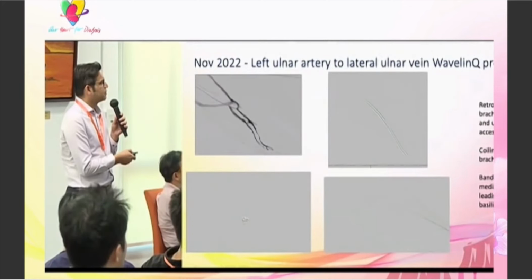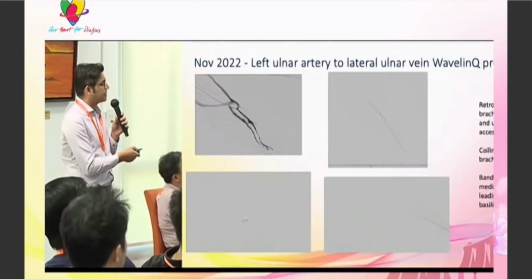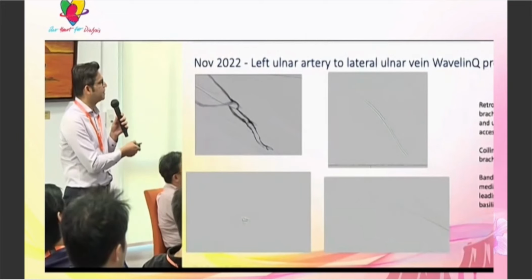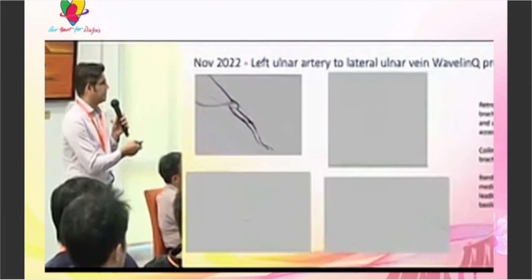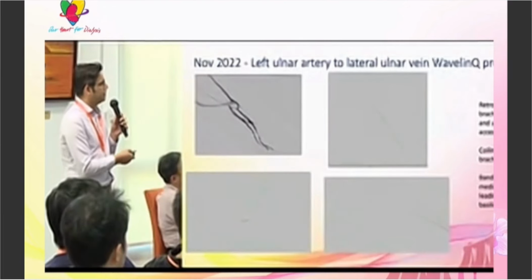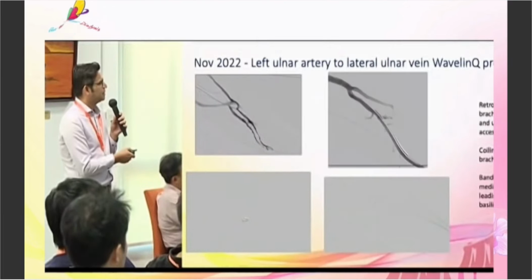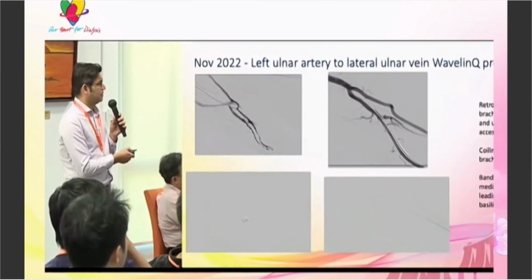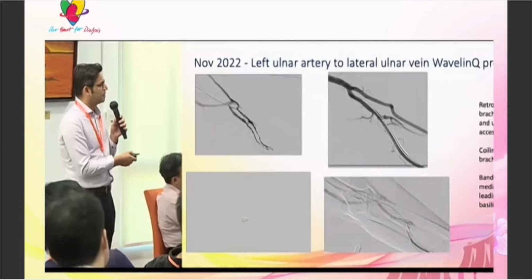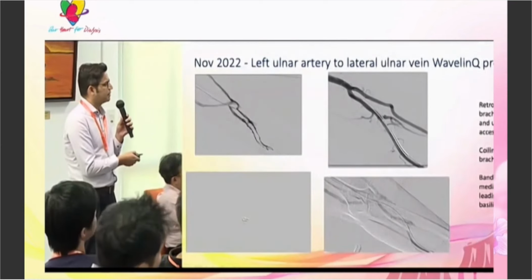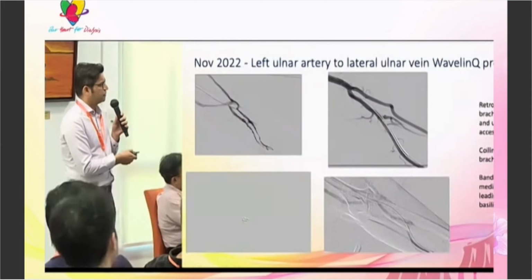As I said, this was the first case we did at NUH. And retrograde access using the medial brachial vein. That's how the venous run looked like. That's how the arterial flow was. And then post-creation, there was good flow into the superficial venous system.